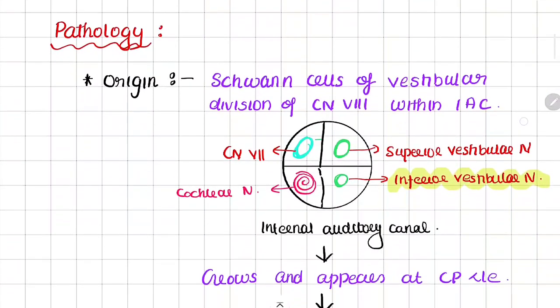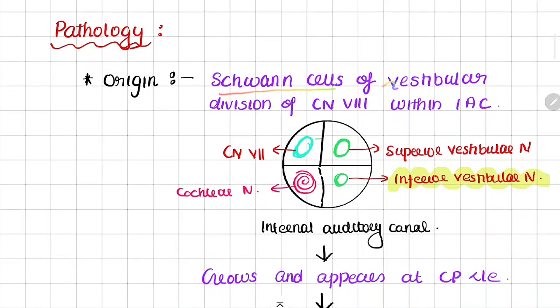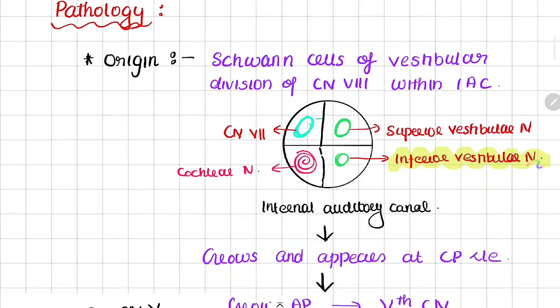Coming to the pathology, say that it originates from the Schwann cells of the vestibular division of the vestibulocochlear nerve. So this is the internal auditory canal, and superiorly we can see the superior vestibular nerve and the facial nerve, which are divided by the Bill's bar. Then inferiorly we can see the cochlear nerve and inferior vestibular nerve. So most commonly this tumor arises from the inferior vestibular nerve.